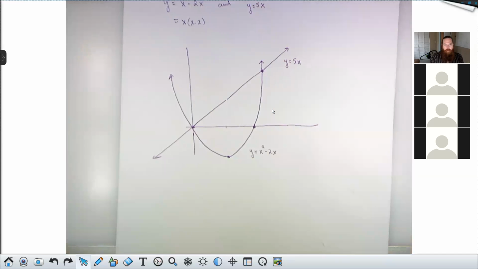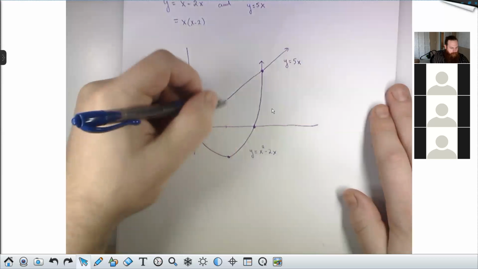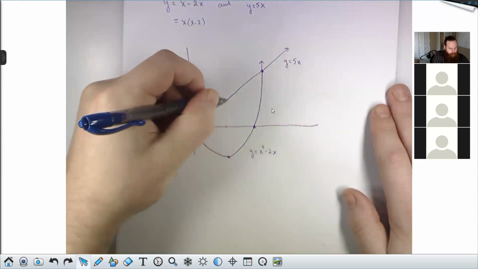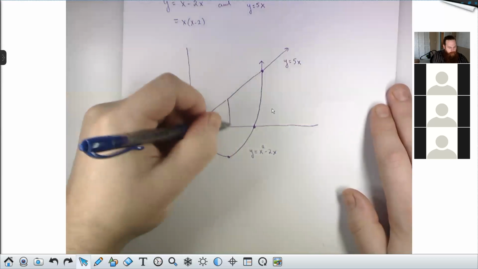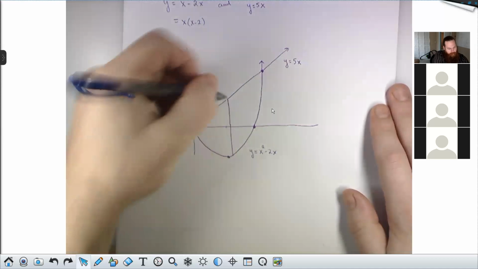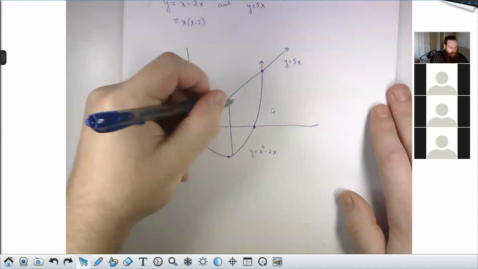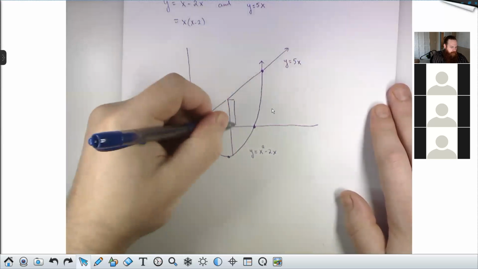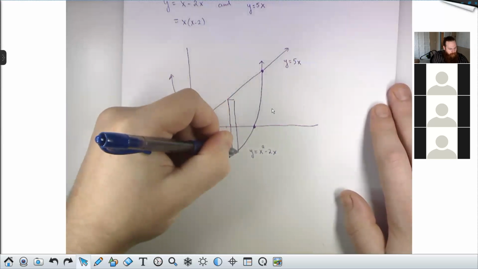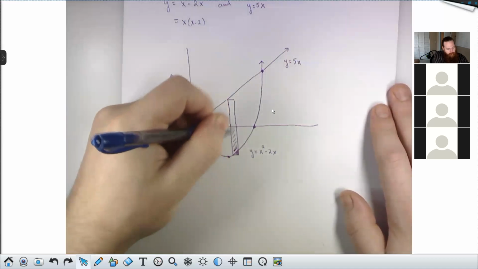And because these are both giving y as functions of x, the most natural thing to do is to set this area problem up as a dx integral. If I wanted to draw in one of my little approximating rectangles, one of my little Riemann rectangles, or one of my little differential thickness strips, it would look like this. Now you can plop those wherever you want.